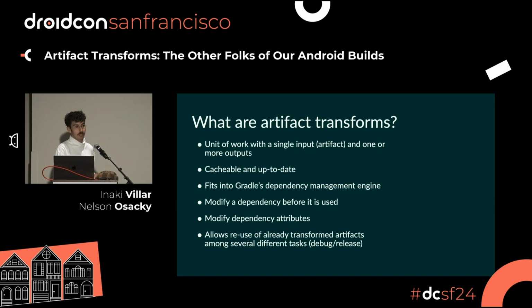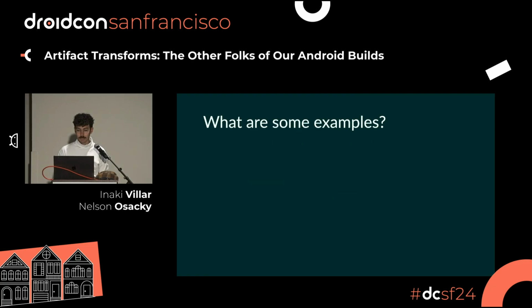What's also really interesting about artifact transforms, and the main reason that they're different from tasks, is that they allow the reuse of already transformed artifacts among several different tasks. So as an example, if you've already unzipped a jar to transform it from a jar to classes, and let's say your debug variant needs it and your release variant needs it, you don't need to do that work again. Or let's say you already dexed a dependency, you don't need to dex it again if another task already did that. And that's the main reason why artifact transform exists.